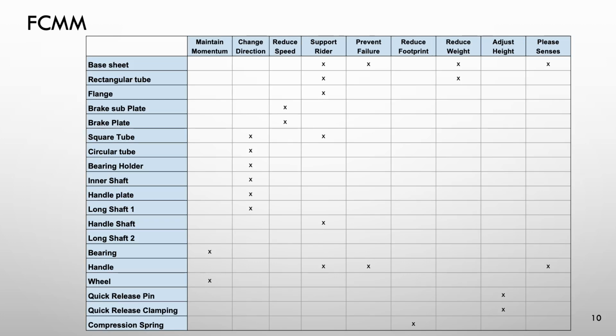The function component mapping matrix maps the components to the functions detailed in the FAST diagrams. Most components only serve one or two functions, and the most popular functions are changing direction and supporting the rider, both of which have 6 components involved. These could be the basis of a redesign for more efficient assembly and manufacturing.